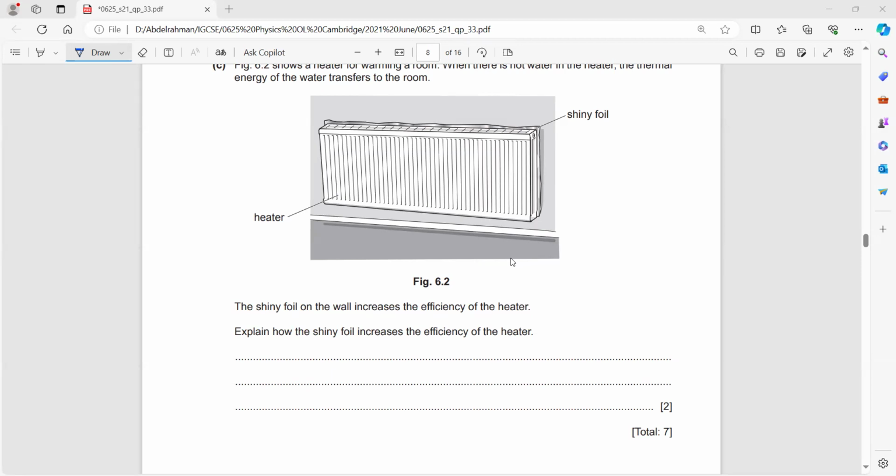He's asking how is it more efficient? How does it make it more efficient? So I will say that it does reflect most of the energy back into the room. Yes, it reflects most of the energy back into the room. Okay, nice.